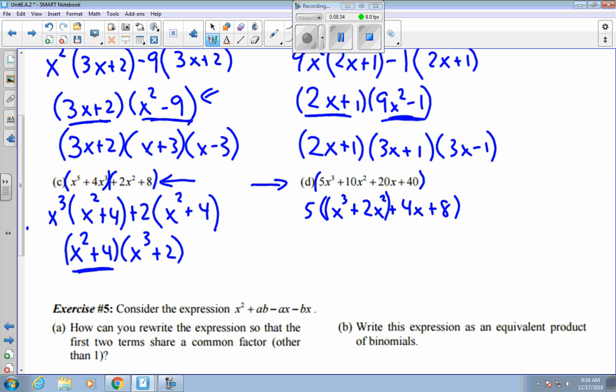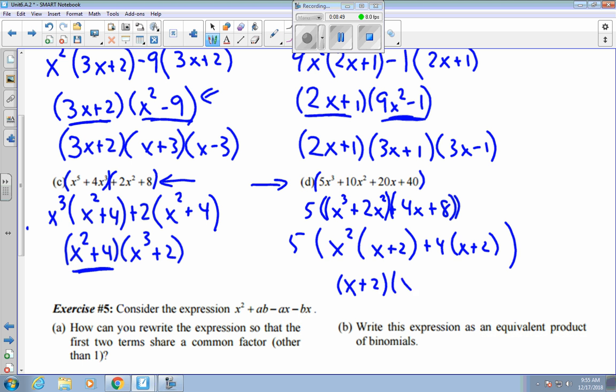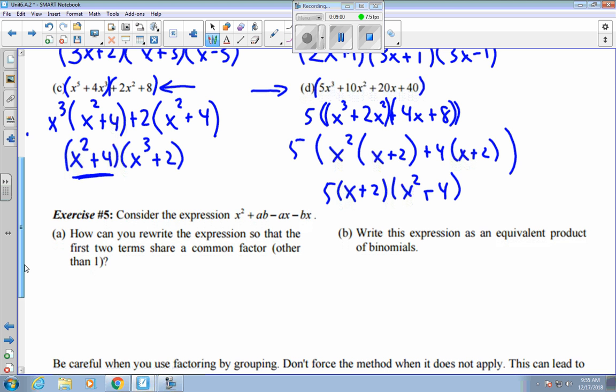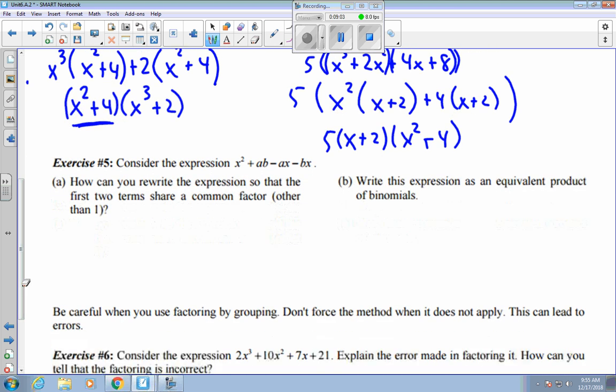Follow the same process. Group the first two, group the second two. Take out an x squared, I have an x plus 2. Take out a 4, I'm left with an x plus 2. Don't forget the 5. So then I have x plus 2, x squared plus 4, and then bring down the 5, because still, these are expressions. We're going to deal with equations later on this week. If there's any questions, anything you're confused on, rewind it, play it again, so you can see what's going on.